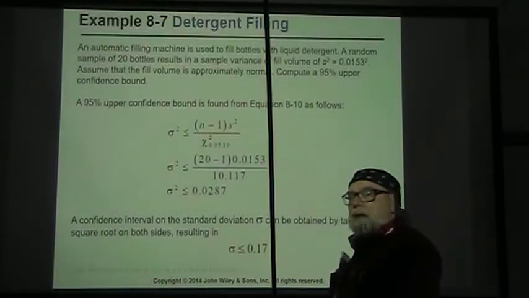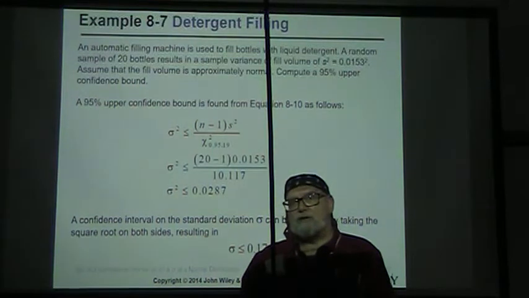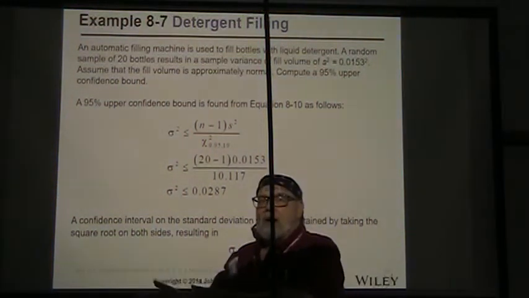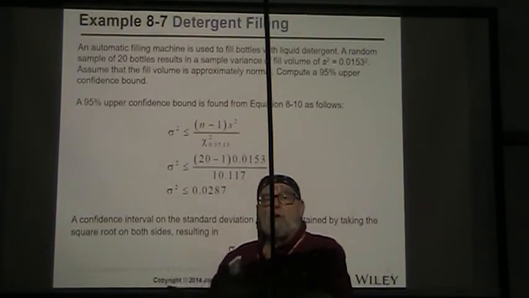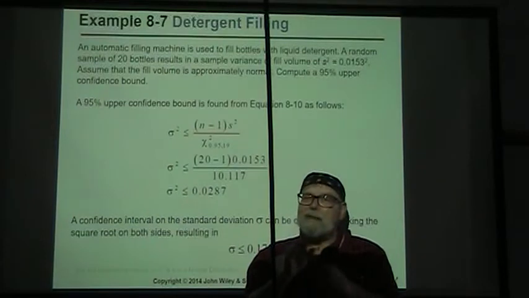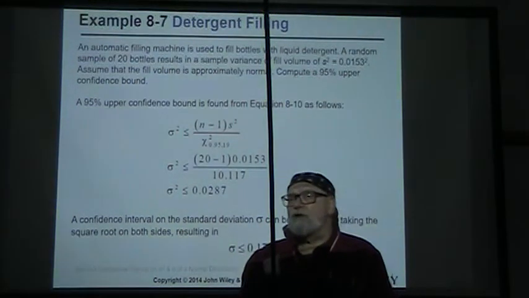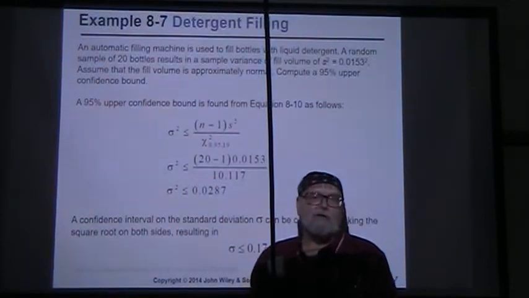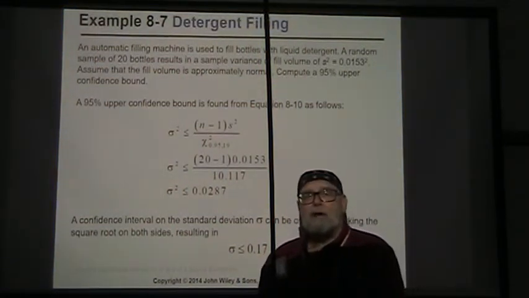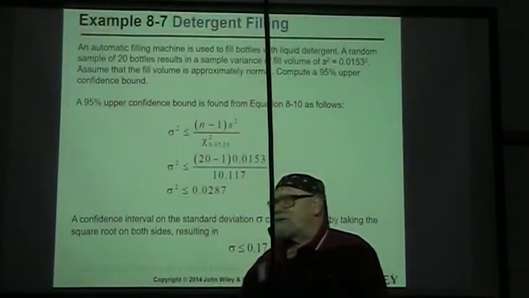Now, why the upper confidence bound? Why not the lower confidence bound? In this case, the upper confidence bound is more important. If we underfill a little, that's not too serious. If we overfill, again, we get detergent on the floor, it's all over the machines, cats and dogs living together in sin. Oh, wait, no, that doesn't happen.